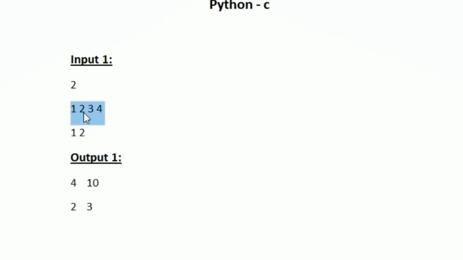So in the first list of integers, we have 4 integers, 1, 2, 3 and 4. So the length is equal to 4, and then the sum is 4 plus 3 plus 2 plus 1, which is equal to 10. So in the first line of our output, we can see that I am printing the length and sum. So the length is 4 and the sum of integers is 10.